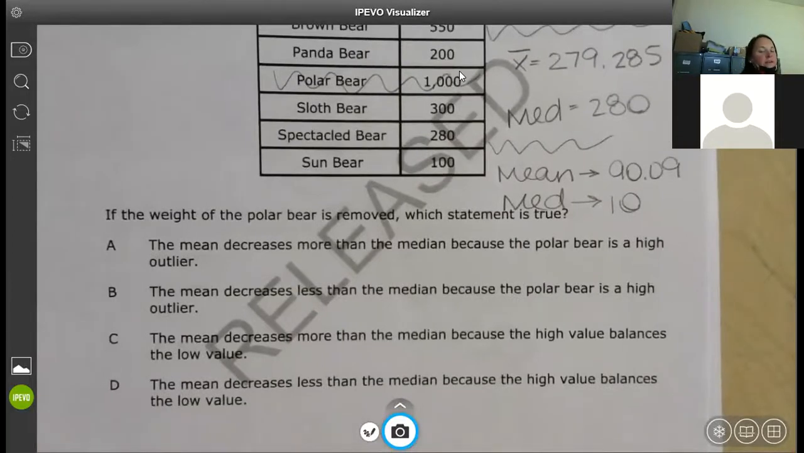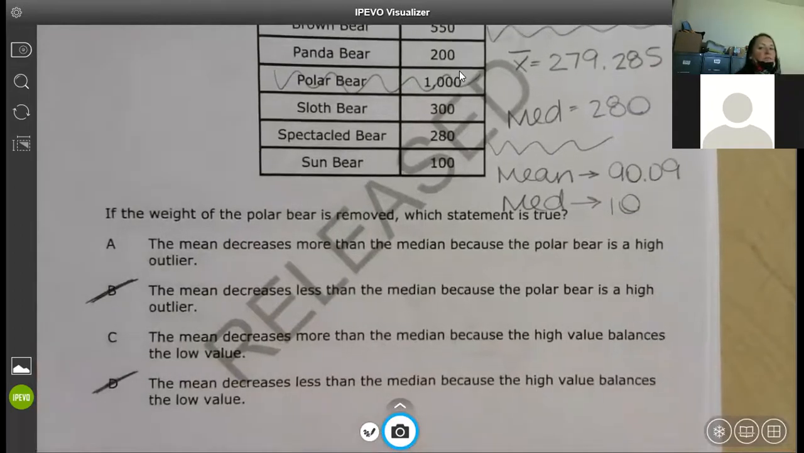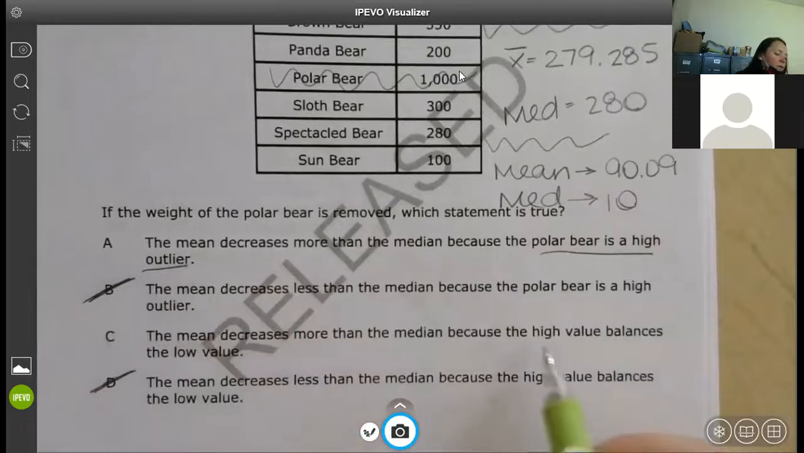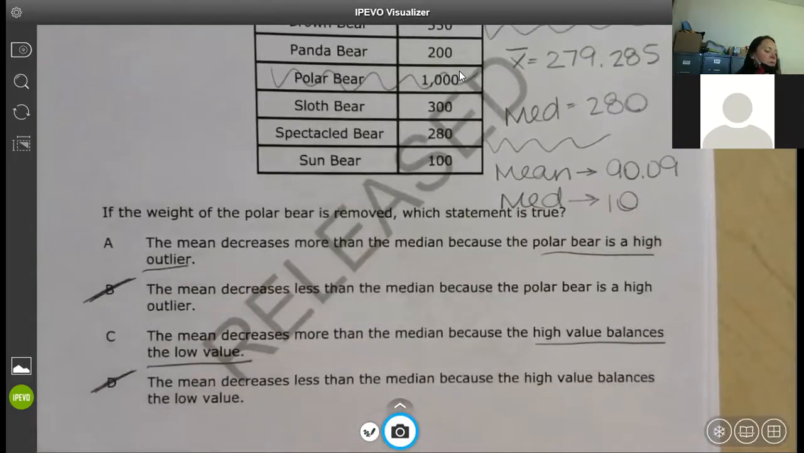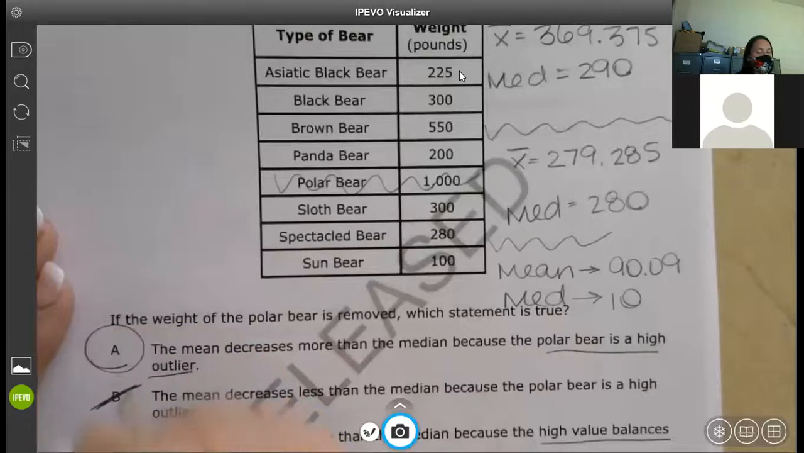All right, so which one decreases more? Okay, so this one says less than, this one says less than. The other two say more. Is it because the polar bear is a high outlier or because the high value balances the low value? What do you think? Look at the difference. What's different about the polar bear compared to everything else? He's huge, isn't he? That makes him an outlier. Any number way bigger or way smaller than a lot of the data is going to be an outlier. So your answer for number 11 should be A.